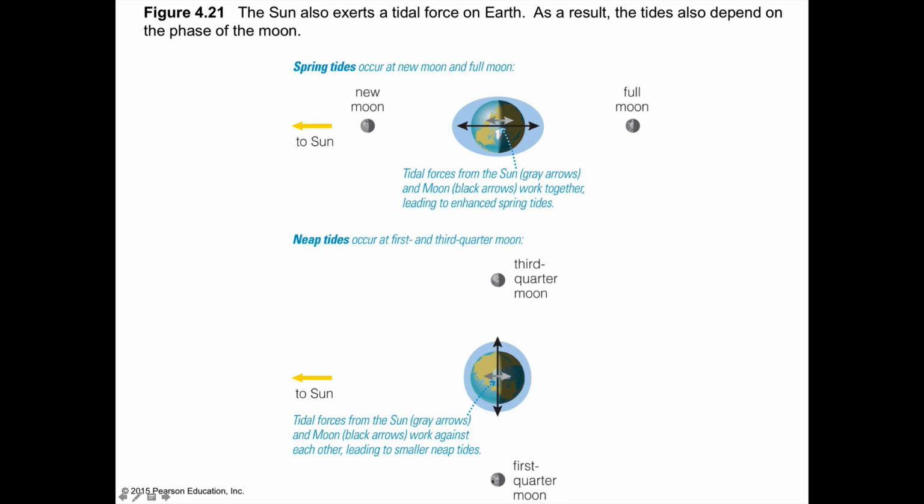Now at first quarter moon and third quarter moon, the sun's pulling one way, the moon is pulling 90 degrees to that direction. Now the gravitational pulls are working against each other. And as a result, the tides will not be nearly as extreme. And we call these neap tides. So for neap tides, the high tides are not very high and the low tides are not very low. And these occur near first quarter and third quarter moon.